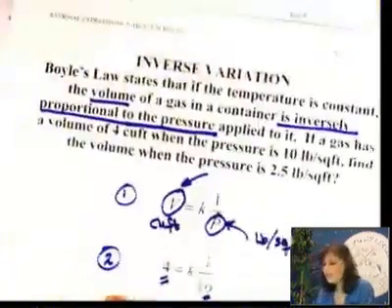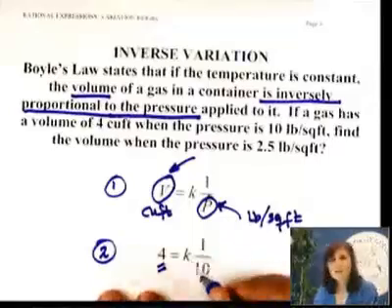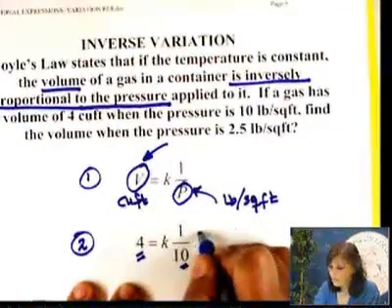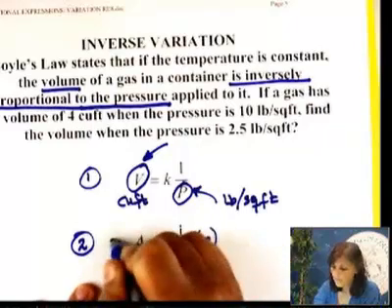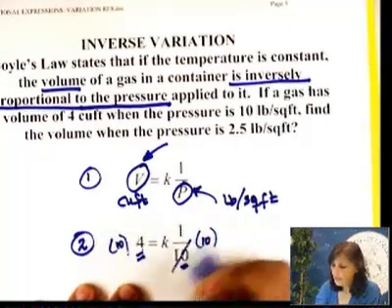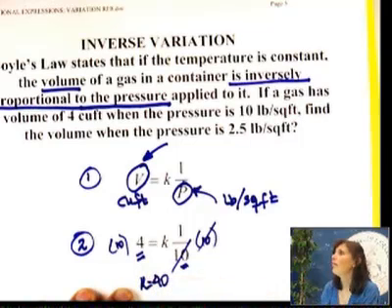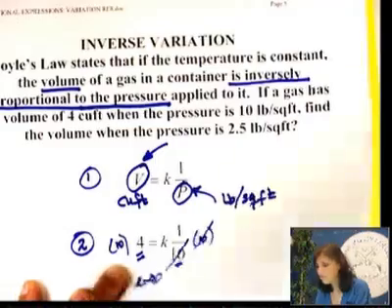Now, let's go and let's find out. So how can I solve K here? I can solve K here by multiplying both sides by 10. And look what happens. K equals 10 times 4, 40. All right, so that gave me the constant from step 2.